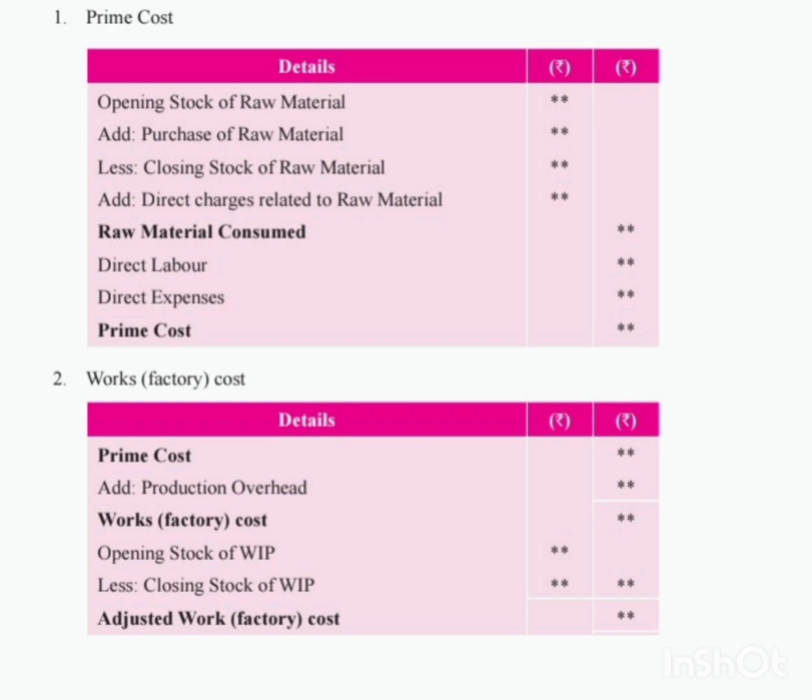With this we will add opening stock of work in progress, and these are partially completed goods from last period, and then we subtract the closing stock of work in progress. The result, yes, works cost, the total cost incurred inside the factory.